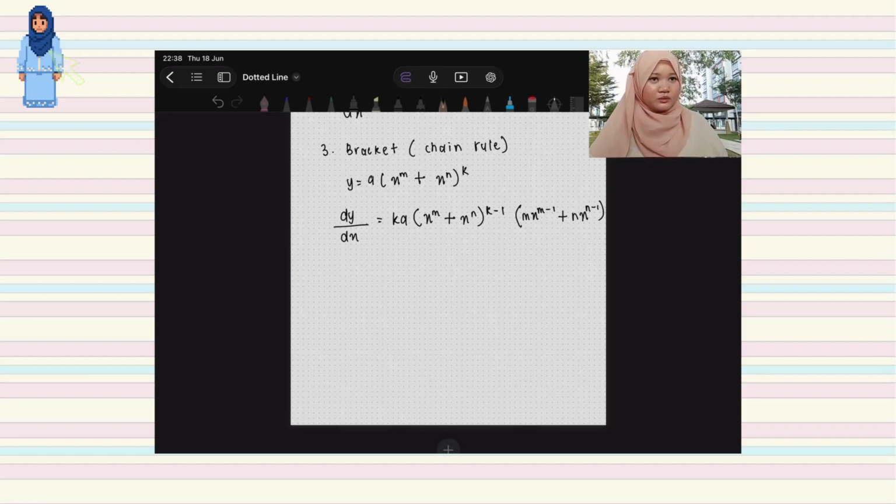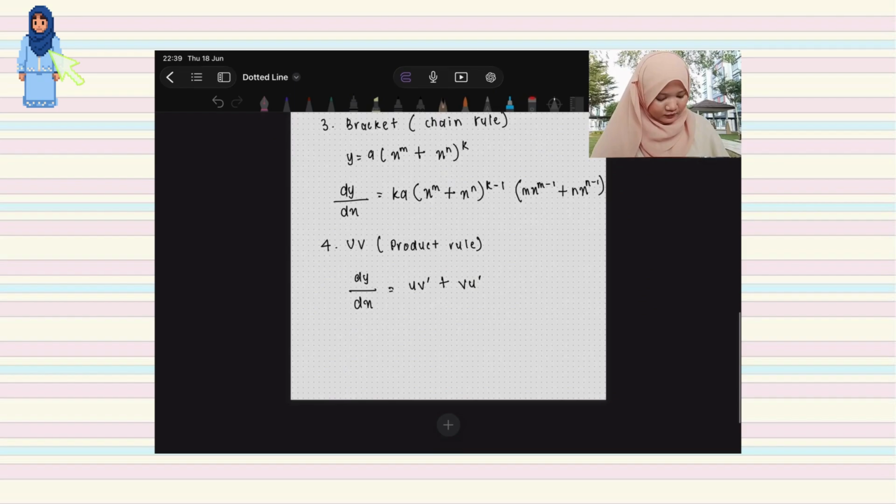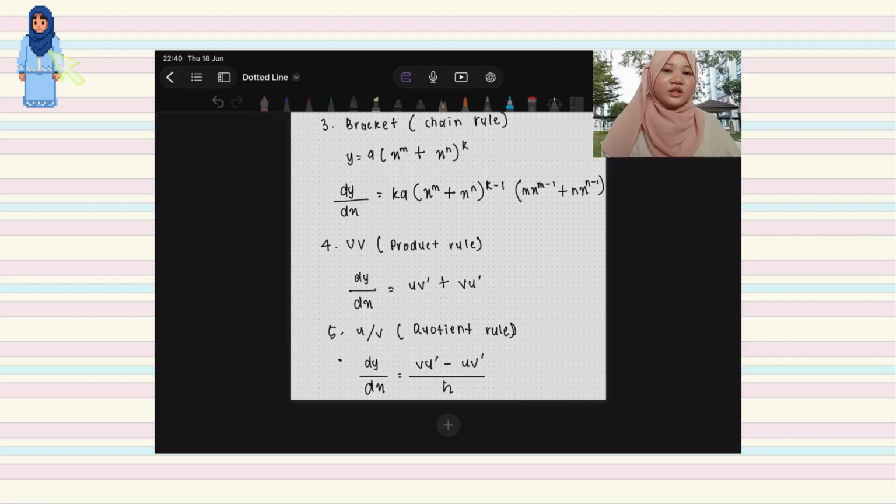Next, uv, which is the product rule. The formula is dy over dx equals u v prime plus v u prime. Lastly, u over v, which is the quotient rule. The formula is dy over dx equals v u prime minus u v prime over v squared. So that's all from me.